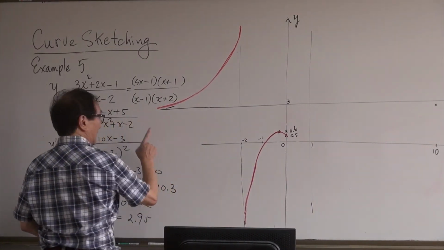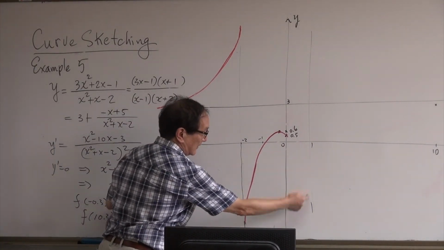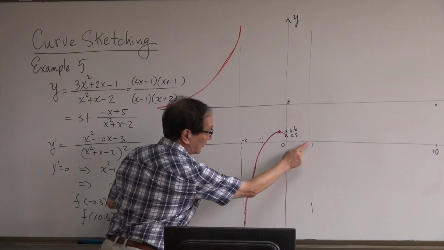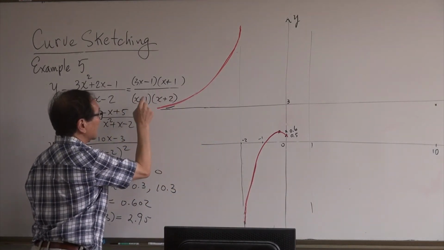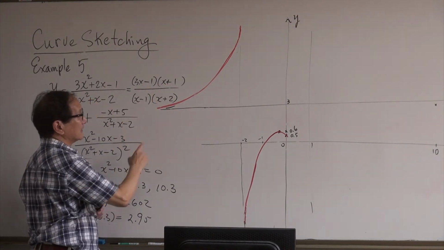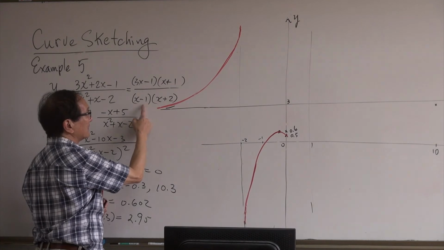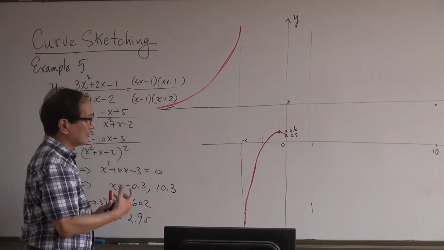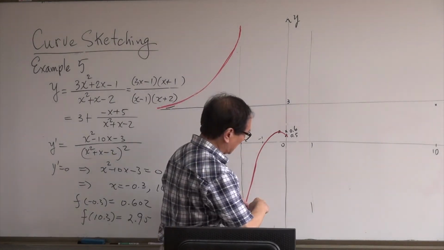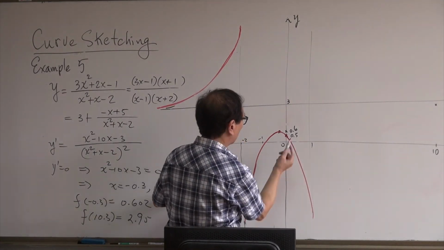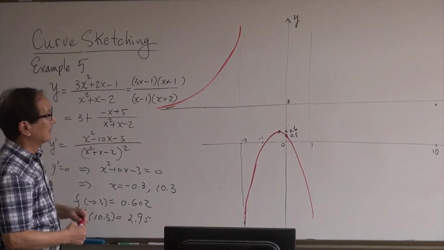When x is 0.9999, okay, less than 1, right? This is negative, this is positive, positive, positive. So this one is positive infinity. Why? Because this is almost 0. A number divided by almost 0 is very big. So this one goes like this.